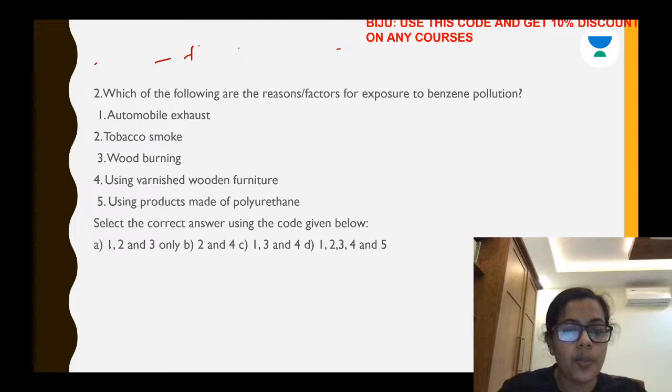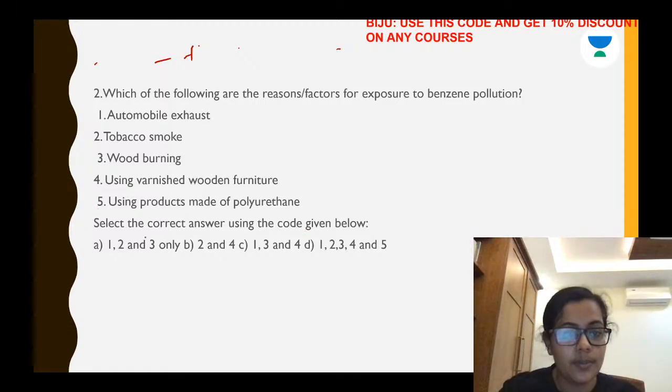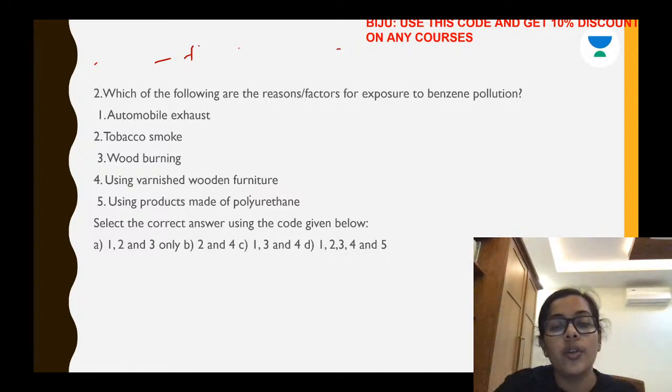Automobile extent. So option C. One is commonly present in options A, C and D, so you can choose that. One is there. From this, it is evident that 2 is also common, so you can go for 2. Then we doubt with 3. 3 is also common. So I want to check whether 4 and 5 are there: using varnish, wooden furniture, using products made up of polyurethane. So the answer is D.